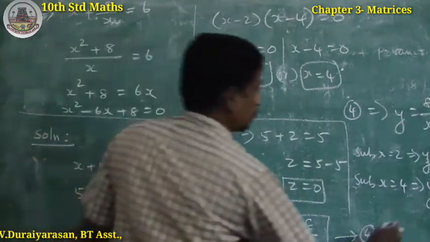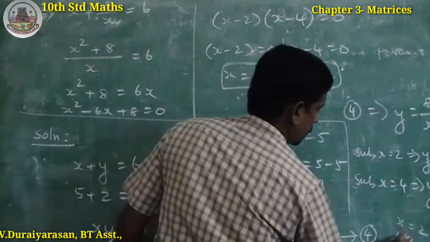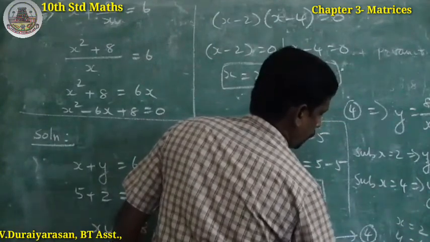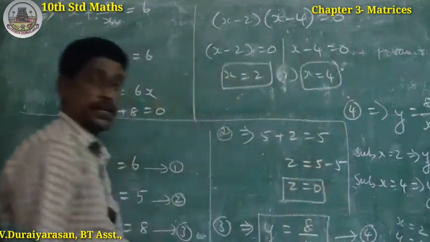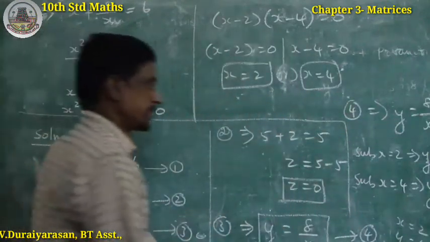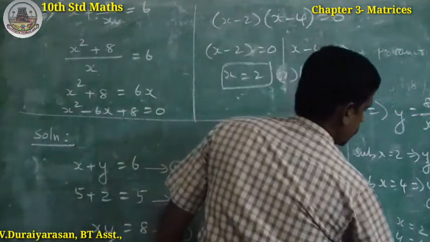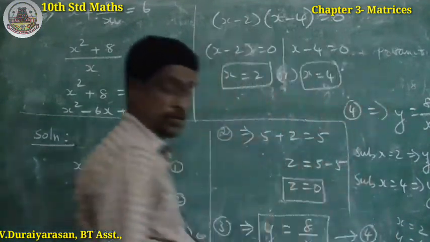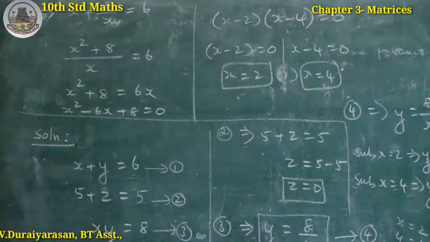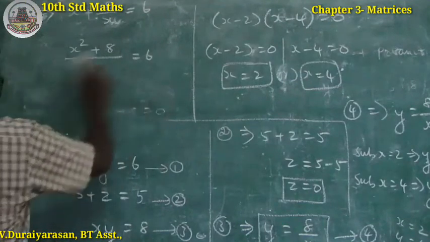So what are the answers? x is equal to 2, y equal to 4, z is equal to 0. This is one type of answer. The another one is x is equal to 4, y equal to 2, z equal to 0. Right? Next, another question.